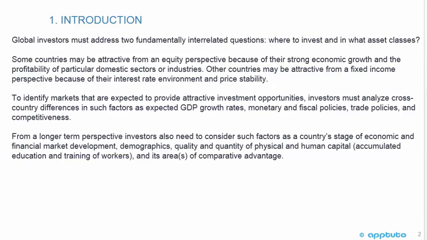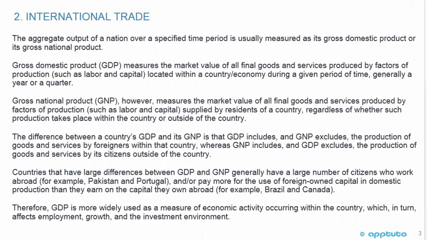From a longer-term perspective, investors also need to consider such factors as a country's stage of economic and financial market development. For example, is it a frontier market, an emerging market, or a developed market? Demographics, quality and quantity of physical and human capital, accumulated education and training of workers, and its area or areas of comparative advantage. The aggregate output of a nation over a specified time period is usually measured as its gross domestic product, GDP, or its gross national product, GNP.